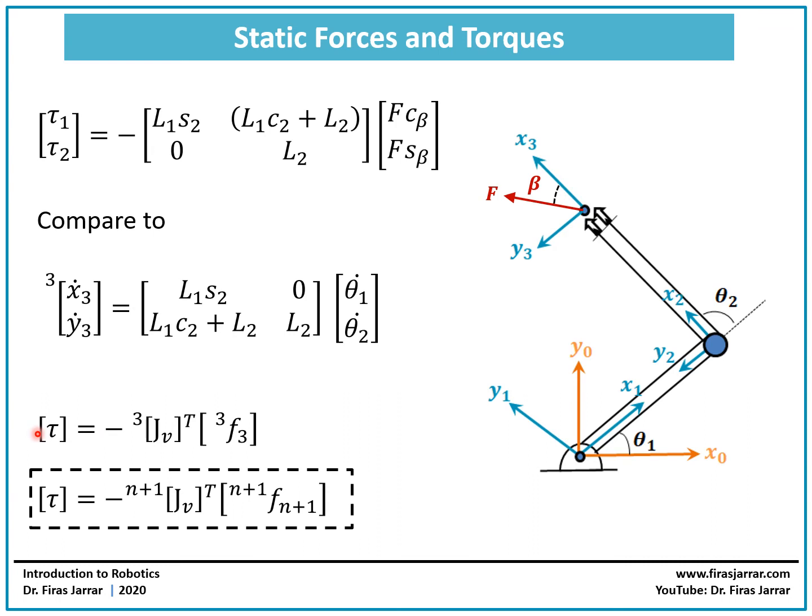And this turns out to be a general rule for robotic arms. So we can say that the column matrix of the static joint torques or actuator forces is going to be equal to minus the transpose of the Jacobian matrix multiplied by the end effector force expressed in its own frame. This other J, this is a typo, so forget about this one.